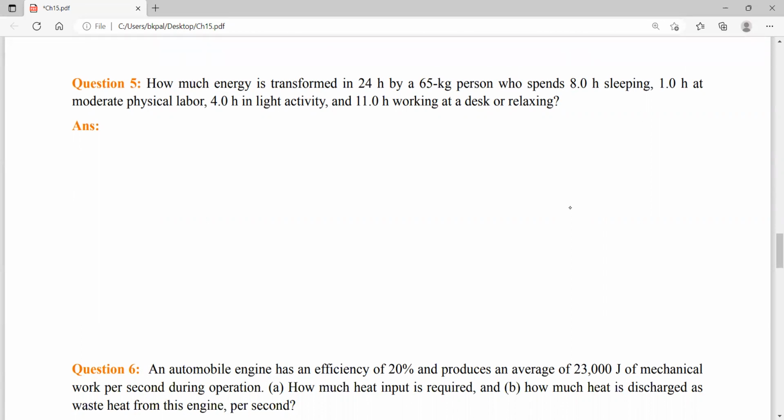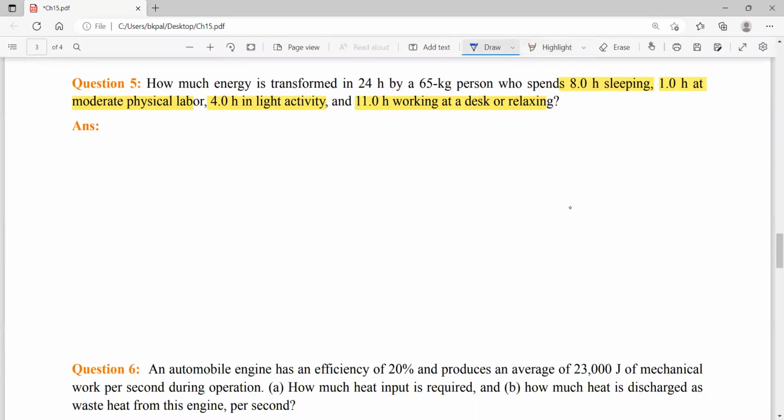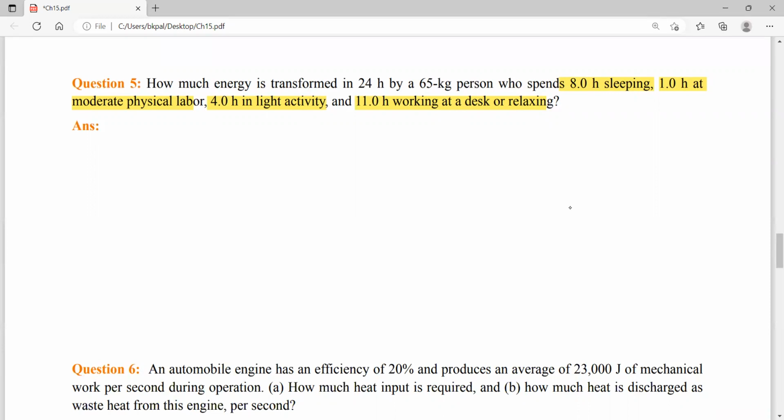Okay, a 65 kilogram person who spends 8 hours sleeping, 1 hour at moderate physical labor, 4 hours in light activity, and 11 hours working at a desk or relaxing. Now we need the metabolic rate table. Use the table and find the metabolic rate for each category, and then you can find the energy. For example, sleeping needs 70 watt. 70 watt means 70 joule per second.